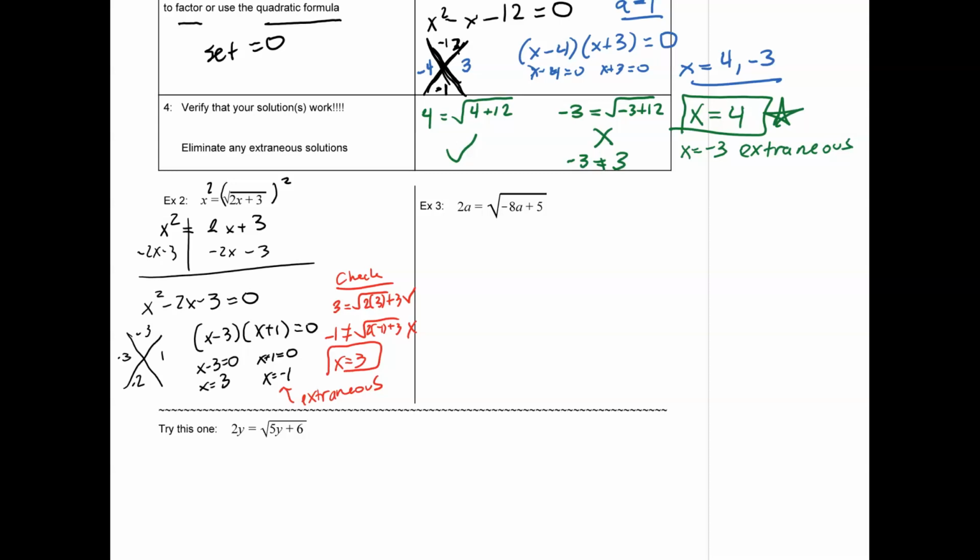Checked them. Negative 1 didn't work. It's an extraneous solution, so x equals 3 is the final answer for that one.